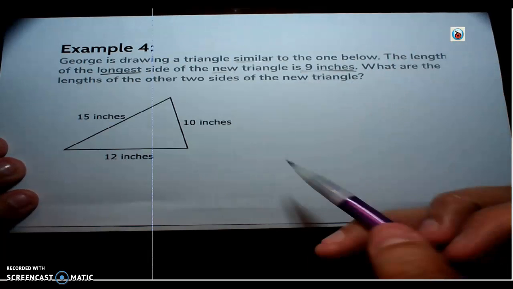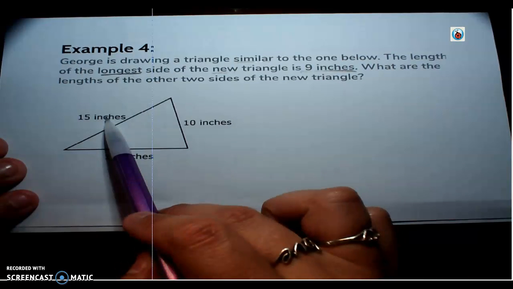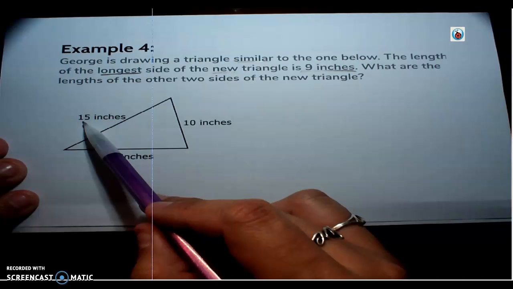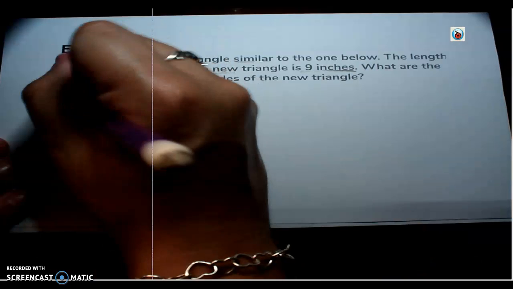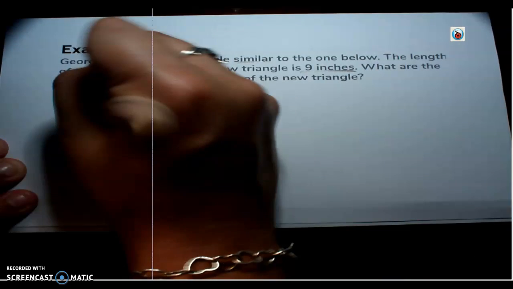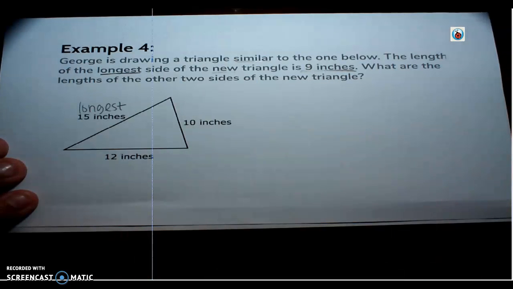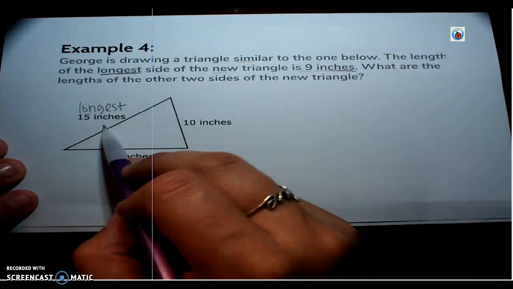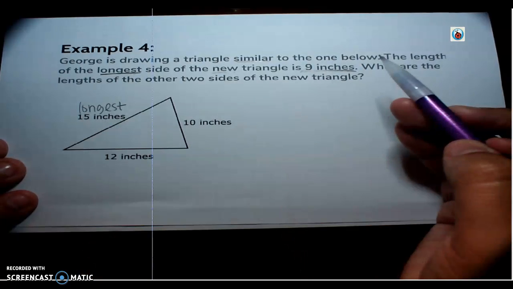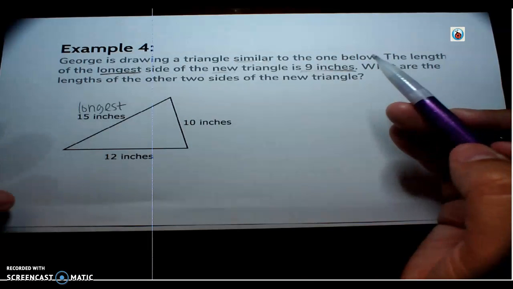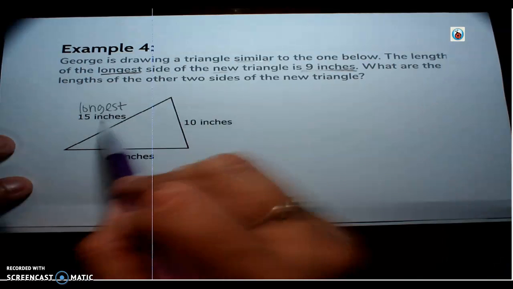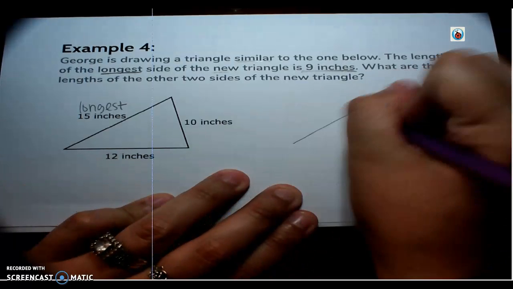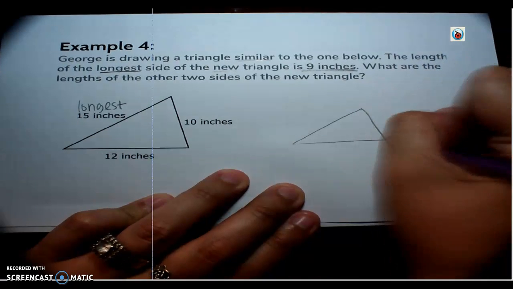So I'm going to come over here and look at what is the longest side for the original image. Well, I know that 15 is my biggest number, so that means this was my longest side originally. And they're telling me the new longest side is now 9 inches. So what happened to the triangle? If it was 15 inches for the longest side, now it's 9 inches. Did he make the shape bigger or smaller? Well, 15 compared to 9, it looks like he shrank the shape. He made it smaller.